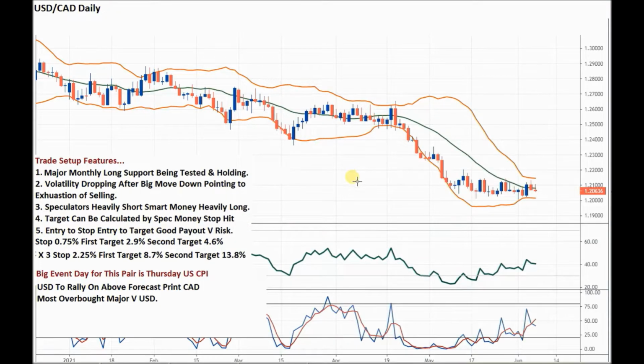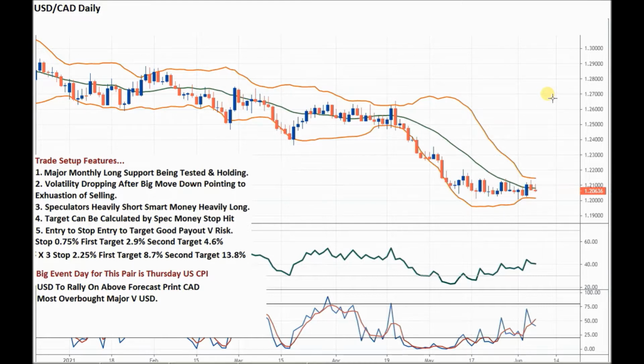Right, USD CAD daily chart, and you've got a fairly gentle decline from the left of the chart, and then around April the 20th, you see a big decline, and now you've got sideways price action. Our view is we are going to see a rebound to the upside.